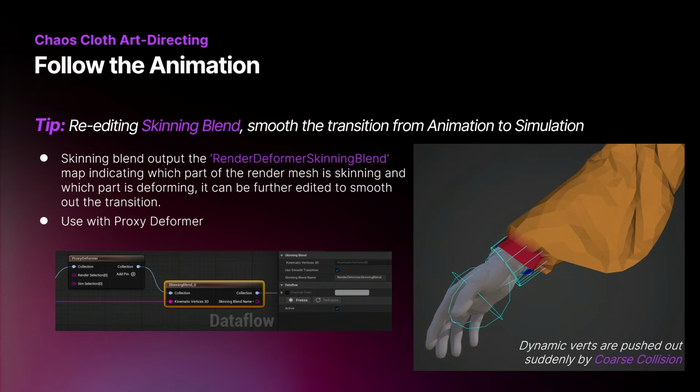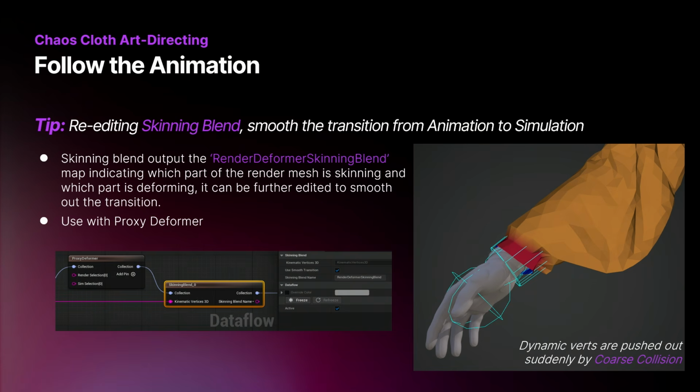From the skinned kinematic part, we transition to the dynamic part. There's a common issue I want to talk about in this area. Most of the time in game scenarios, they use simple capsule collisions, and they don't always match the actual body mesh very closely. Sometimes you'll see a sudden pop in the transition area because the vertices get pushed out suddenly by the coarse collision once they become dynamic.